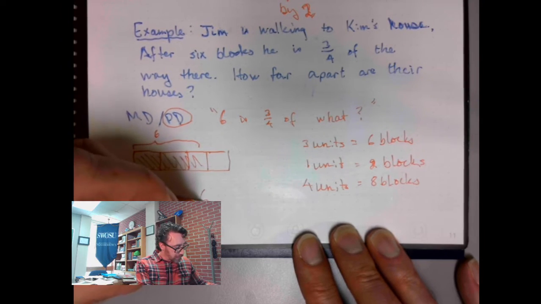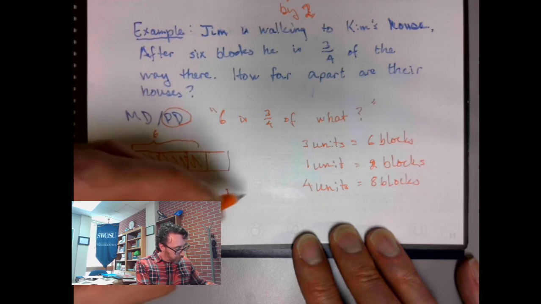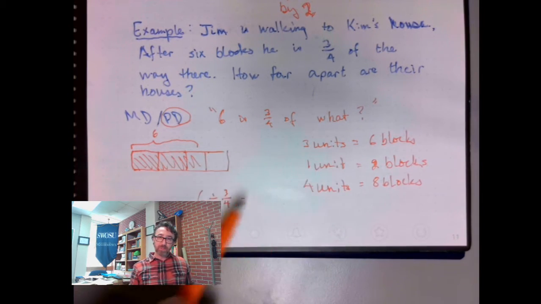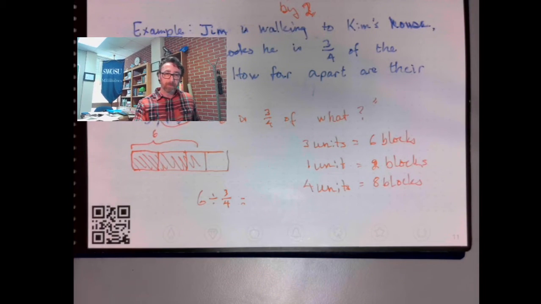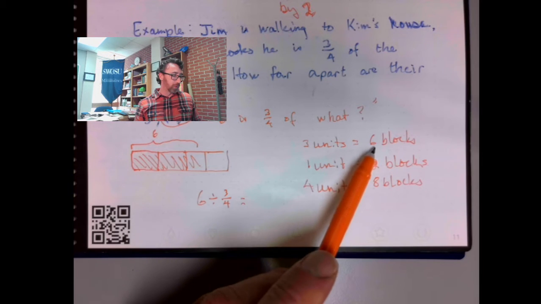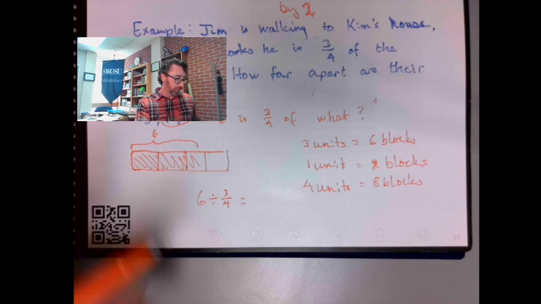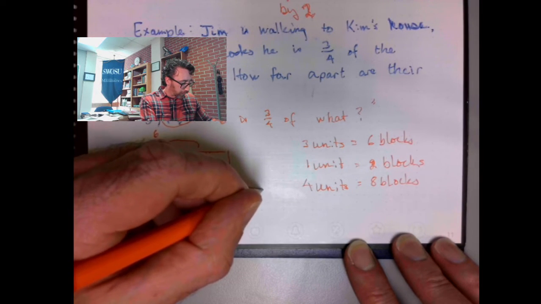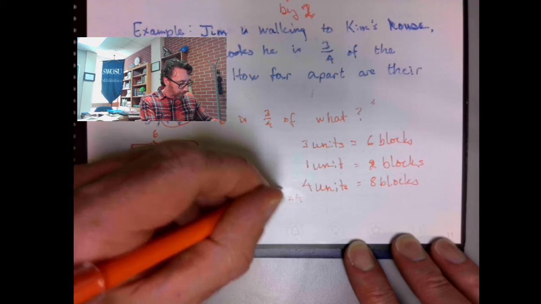So if I'm taking 6 divided by 3/4, let's look at what we did here. We took the 6 and we divided by 3. That's how we got this. So we took the 6, we divided by 3, then we multiplied by 4. So this is 6 divided by 3 times 4.